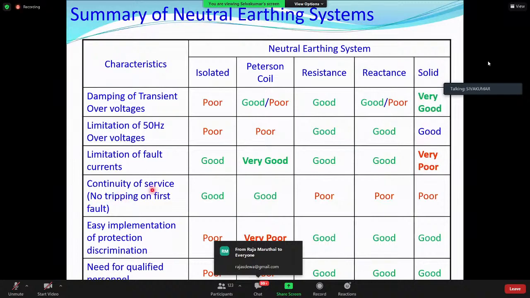Continuity of service, meaning no tripping on the first fault. In isolated earthing and Peterson coil earthing, the earth fault current is negligible. You cannot detect it, so no isolation and no tripping will be there. So tripping is not there, and continuity of service is good. In the other systems, it is poor.